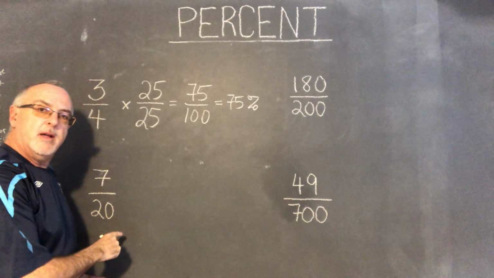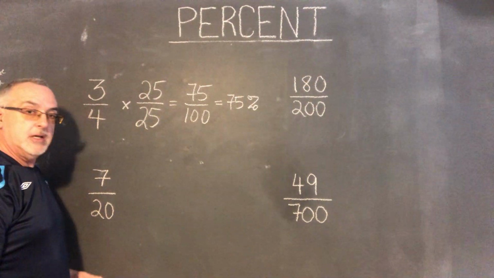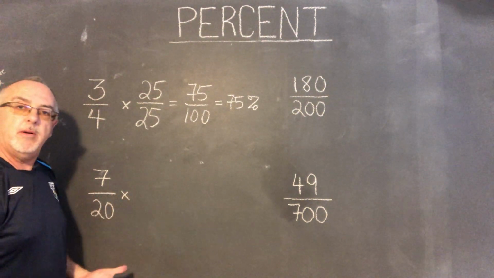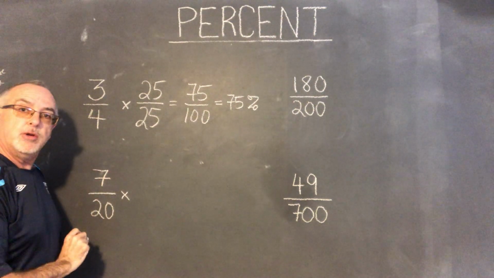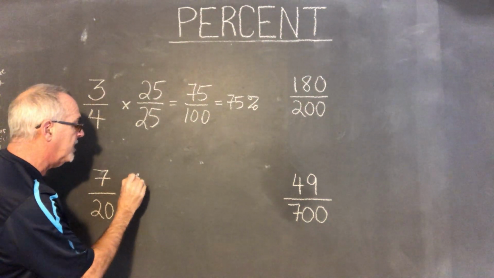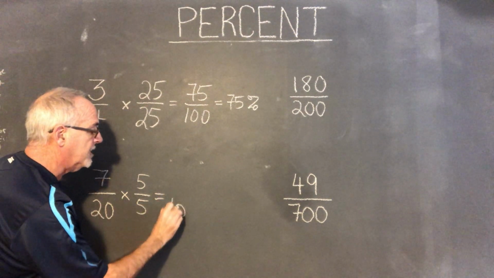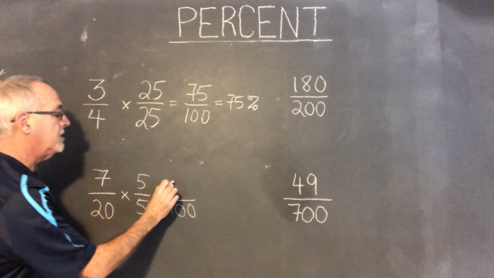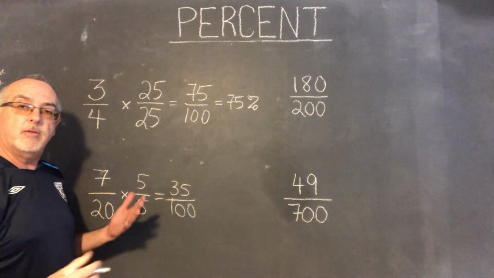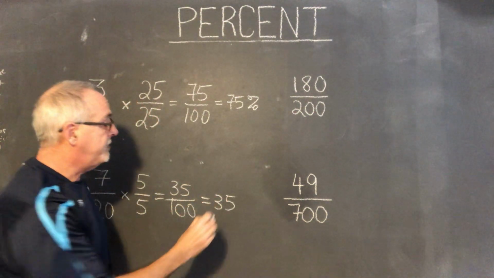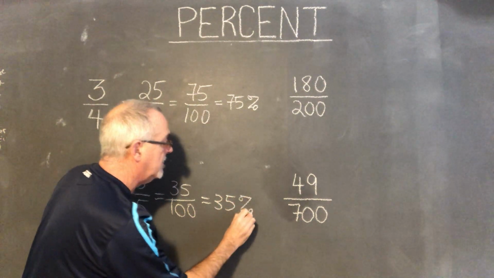Here's another one. Not really much harder, but how do I get 20 to turn into 100? I multiply it by 5. So I multiply this fraction by the clever form of 1, which is 5 over 5. 20 times 5 equals 100. That's what I wanted. And 7 times 5 is 35. I have 35 over 100. Therefore, I have 35%. Easy and fun. Don't forget to write the percent symbol.